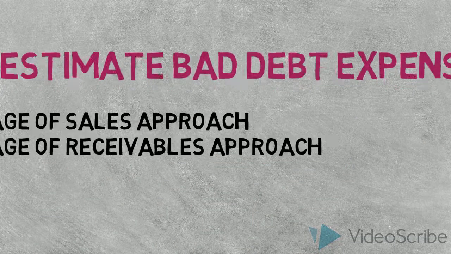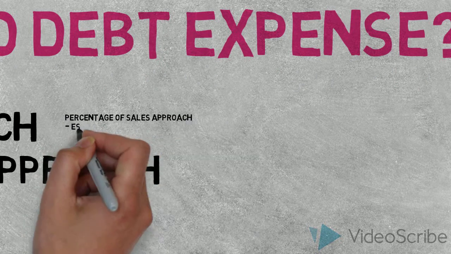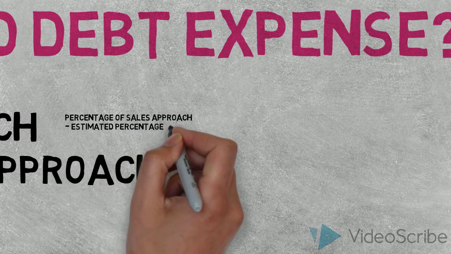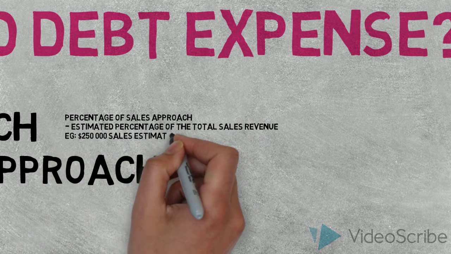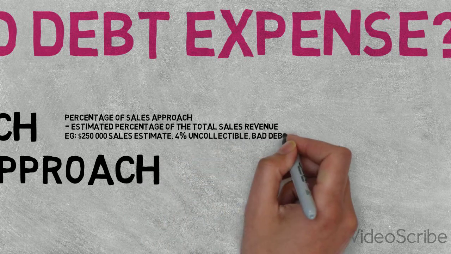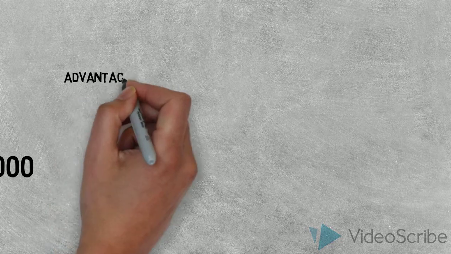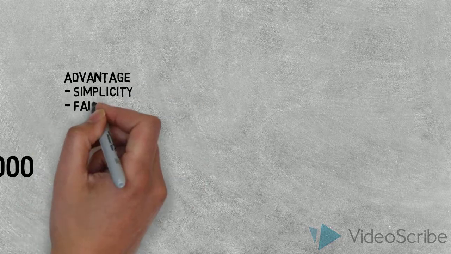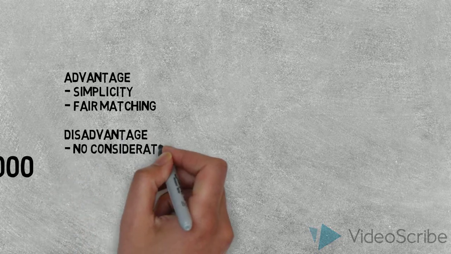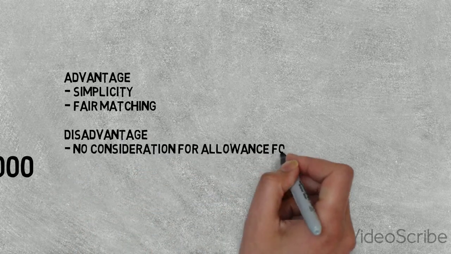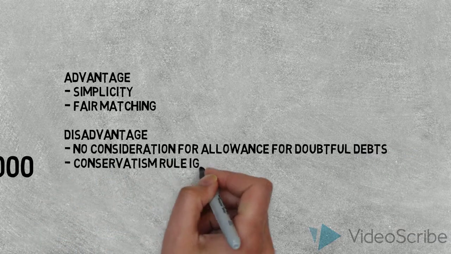The percentage of sales approach. First, we estimate the percentage of the total sales revenue. With $250,000 in sales estimated at 4% uncollectible, bad debt expense would be $10,000. Its advantages are its simplicity and fair matching. Its disadvantages include no consideration for the allowance for doubtful debts, the conservatism rule being ignored, and that it may overstate assets.